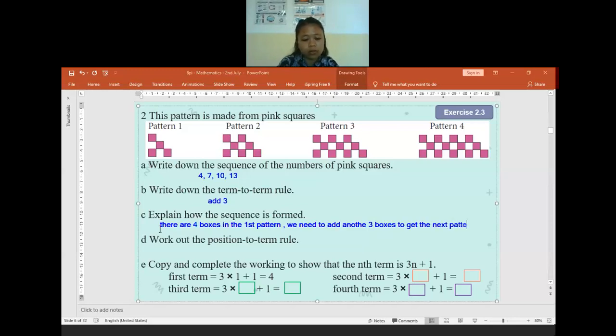Okay, I don't think you have any difficulties because for the nth term, this is exactly the same thing as the position to term rule, which has simplified the position number into the nth term. That's why before the class started, I tried to make sure that all of you already understand the position to term rule. Now for question D, what is the position to term rule of this sequence? Anyone want to help me?